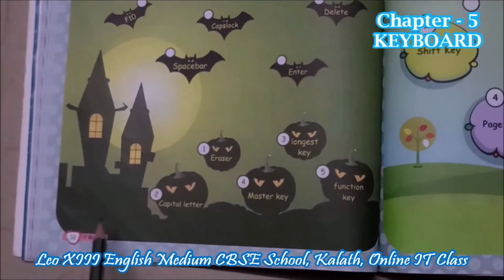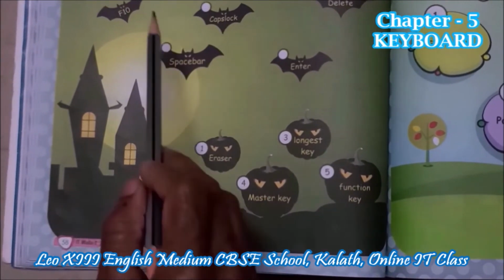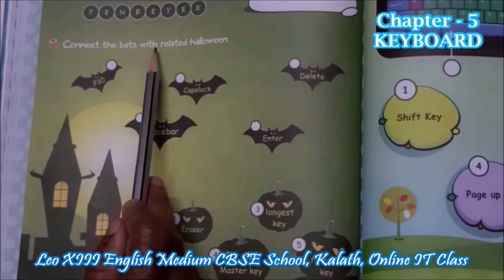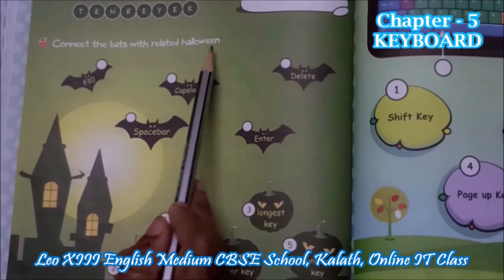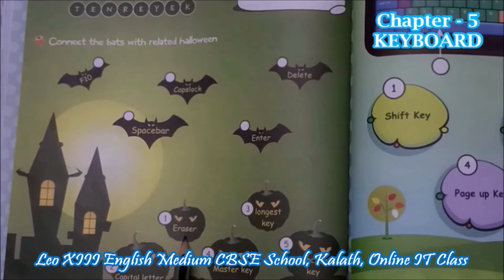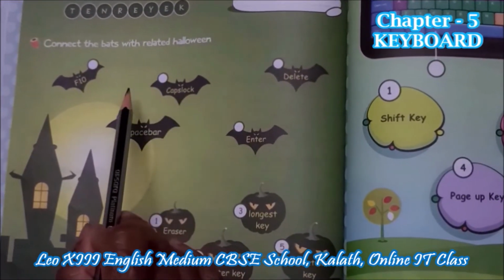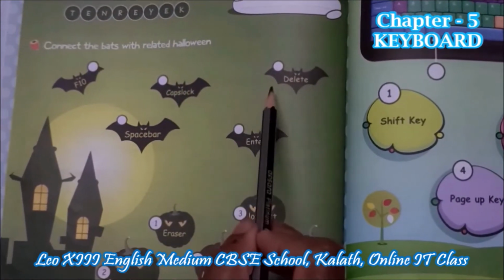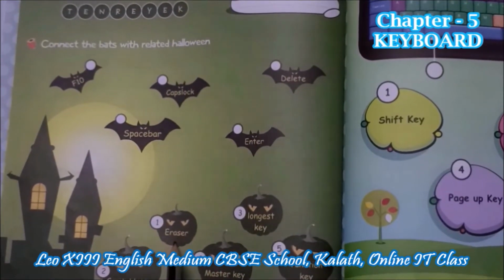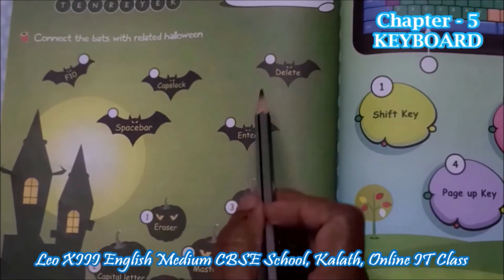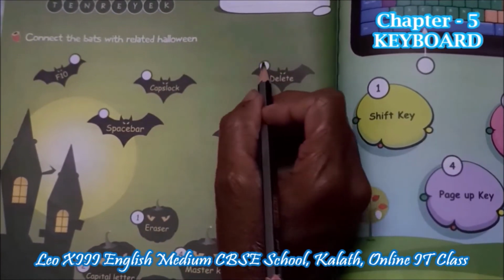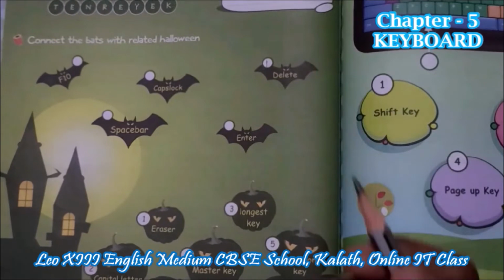The next activity is in page number 58. Connect the bats with related Halloween. First one, eraser. Look at these bats and tell which is the correct one. Eraser is used to delete. So you should write 1 in this circle.